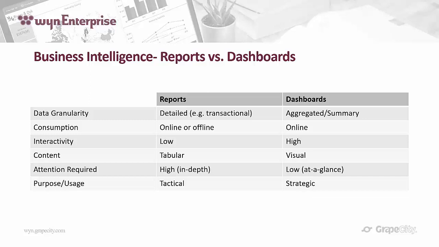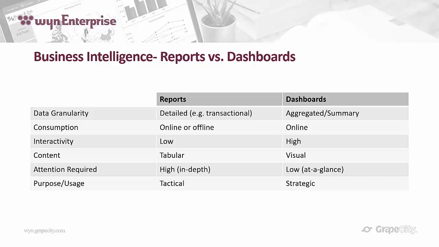In terms of content, reports are going to be more tabular. Dashboards are going to be more visual. So dashboards are going to have a lot of charts, a lot of visualizations, whether that's pie charts or line charts or area or bar, whatever that may be. Very few data tables, although they might have a table. Reports are going to be mostly tabular. If they have any charts at all, it might be 1 or 2 at most.